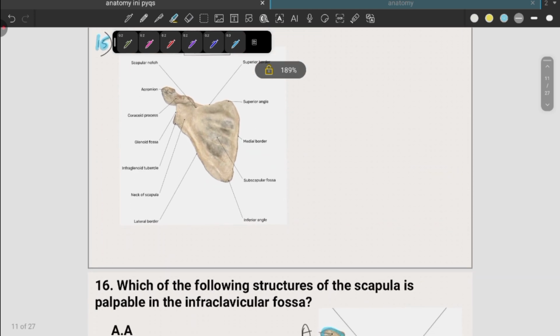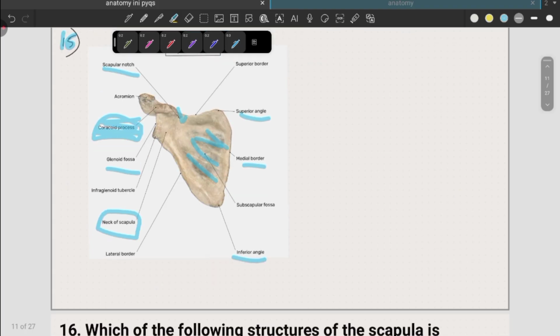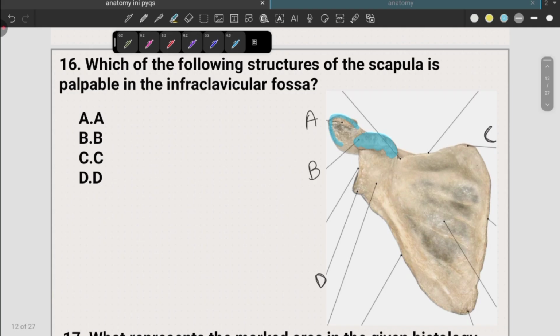Here you can see this is the scapular notch, superior angle, middle border. This is the subscapular fossa and inferior angle. Next, the neck of the scapula, you can see the glenoid fossa, coracoid process. This is the answer for this question. So B is the answer.